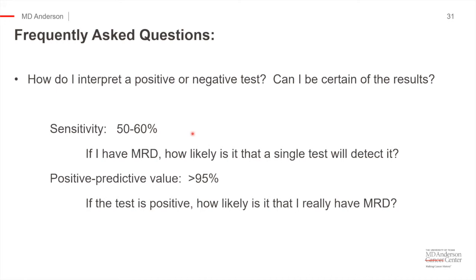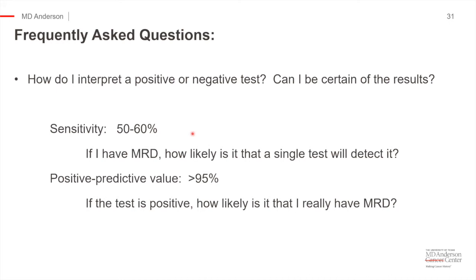So that means if I actually have MRD, if I'm one of the patients that has disease somewhere in the body, how likely will this test be to detect it? And it's about 50%. So there's one way to look at that and say, well, 50% is not great, right? I wish we could detect all the patients. This is still substantially better than a CT scan, right? If CT scan is the best that we have, or CT and CEA, this is substantially better in terms of sensitivity.